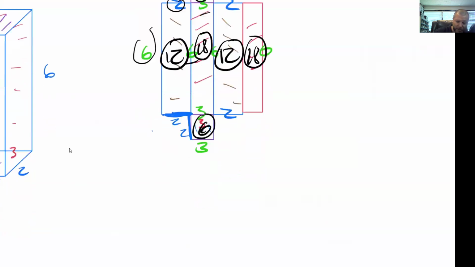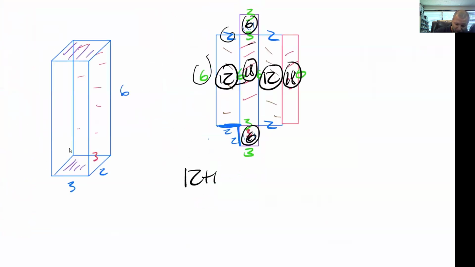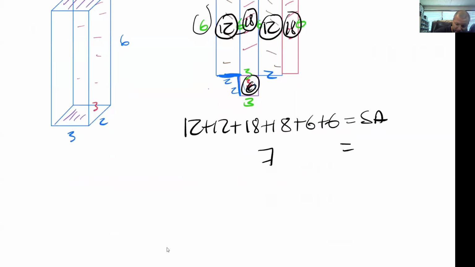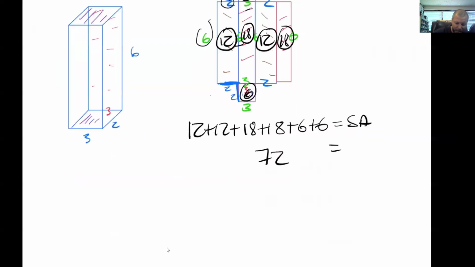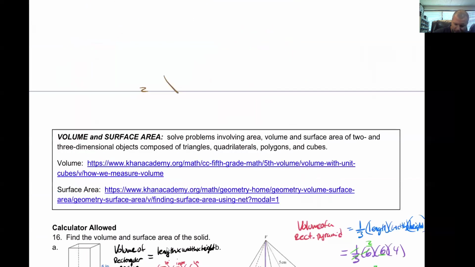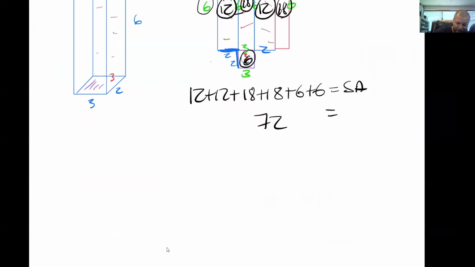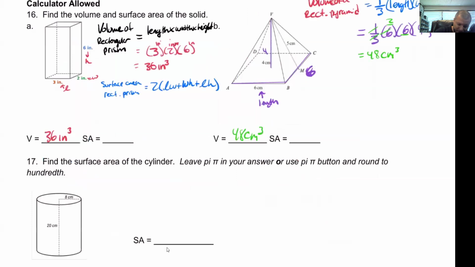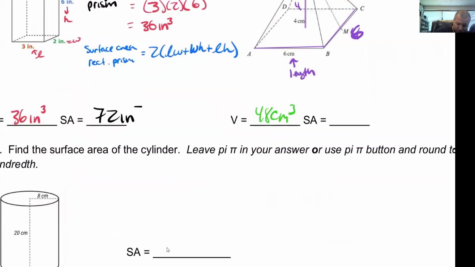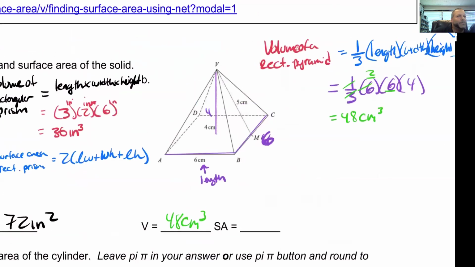So the surface area is going to be all of these areas added together. 12 plus 12 plus 18 plus 18 plus 6 plus 6. If you add up each of those, we're going to get 72 as our surface area. 72. And then we'll put the units on it. Inches squared because it's an area. So 72 inches squared.